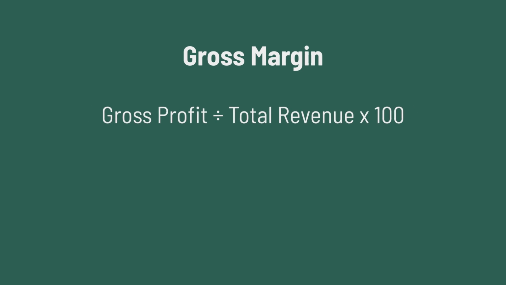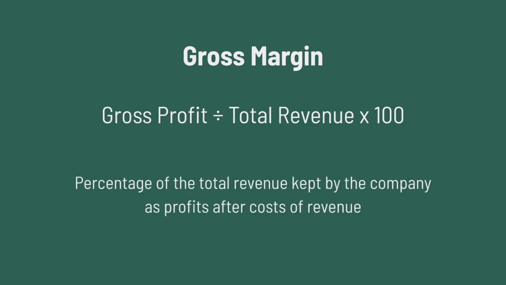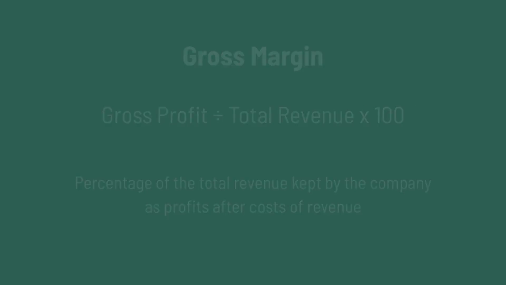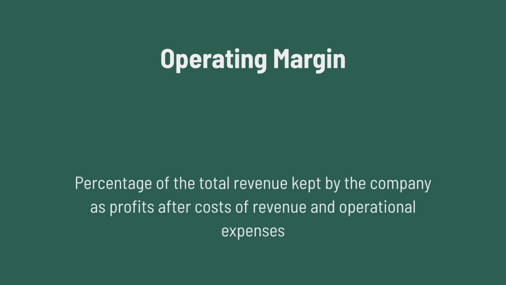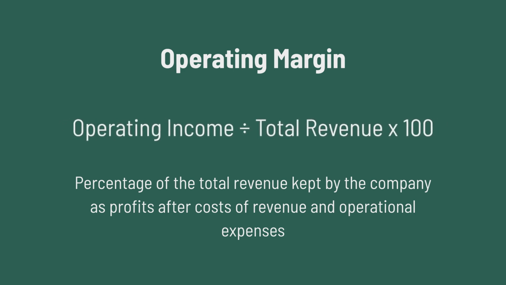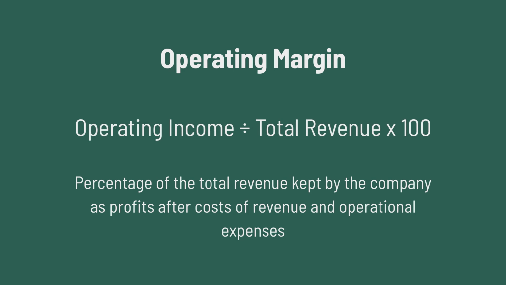You can also calculate gross margins and operating margins using the income statement. Gross margin, which you get by dividing gross profit by total revenue times 100, gives you the percentage the business keeps from their total revenue after cost of revenue. Operating margin, on the other hand, gives you the percentage kept by the company from its revenue after all expenses, before taxes and non-operating expenses. You get it by dividing operating income by total revenue times 100.